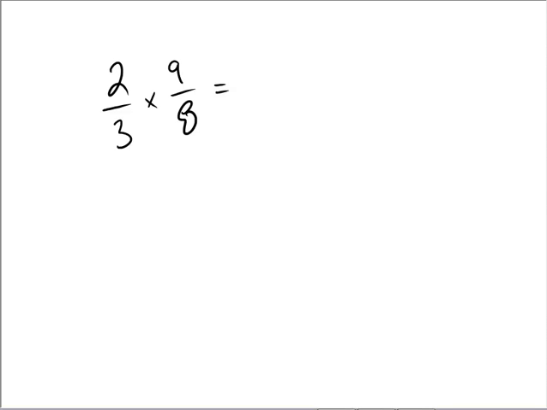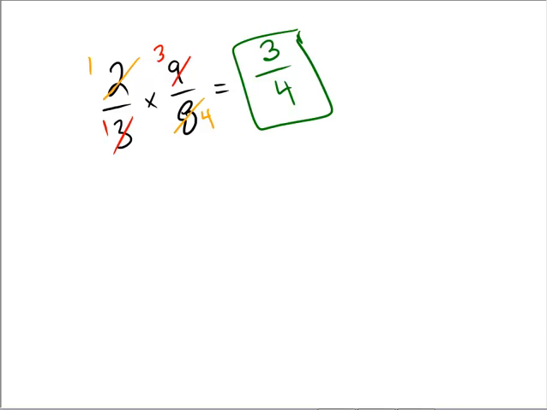So 2 over 3, no reduction. 9 over 8, no reduction. 2 and 8 have a common factor of 2. 2 divided by 2 is 1. 8 divided by 2 is 4. 9 and 3 have a common factor of 3. 9 divided by 3 is 3, and 3 divided by 3 is 1. So the final answer to the problem, 1 times 3 on top, and 1 times 4 on the bottom, for a final answer of 3/4.